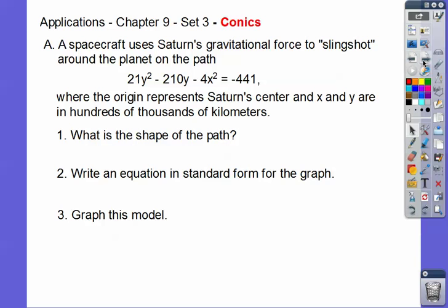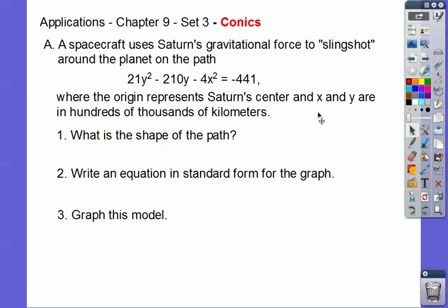We got a spacecraft using Saturn's gravitational forces to slingshot around the planet on a path with this equation right here, where the origin represents Saturn's center, and X and Y are in hundreds of thousands of kilometers. So that's a lot of kilometers. So what is the shape of this path?